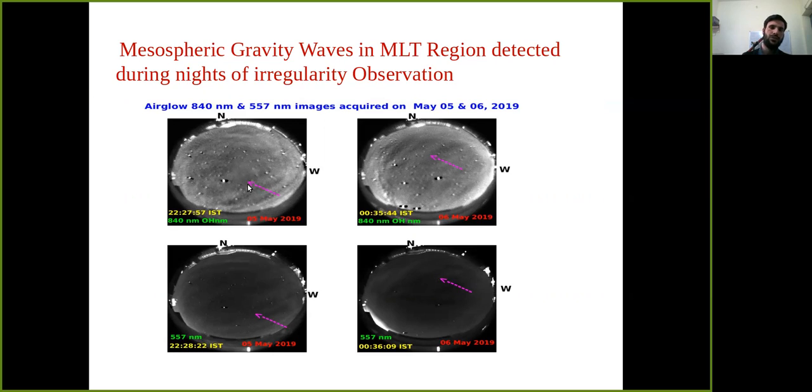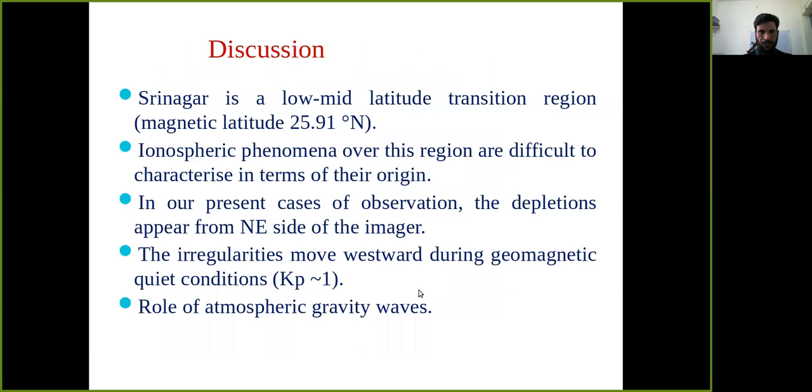And from the running images, which are not shown here, we see that the gravity waves are first seen at 86 kilometer height, and later at 97 kilometer altitude. As such, we can say that the gravity waves are propagating upwards. Similarly, for 6 May night, we can see the gravity waves are again propagating upwards.